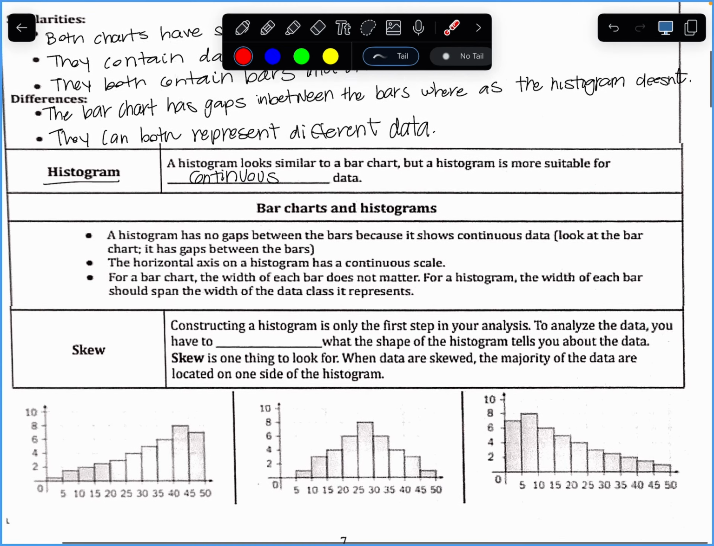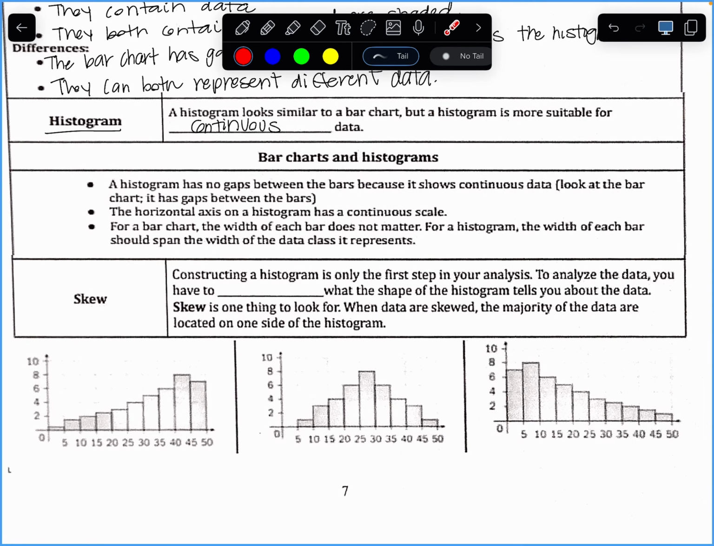Okay, so we're going to talk about skew. Skew. What does that even mean? Like the skewers that you get, the chicken? No, definitely not.